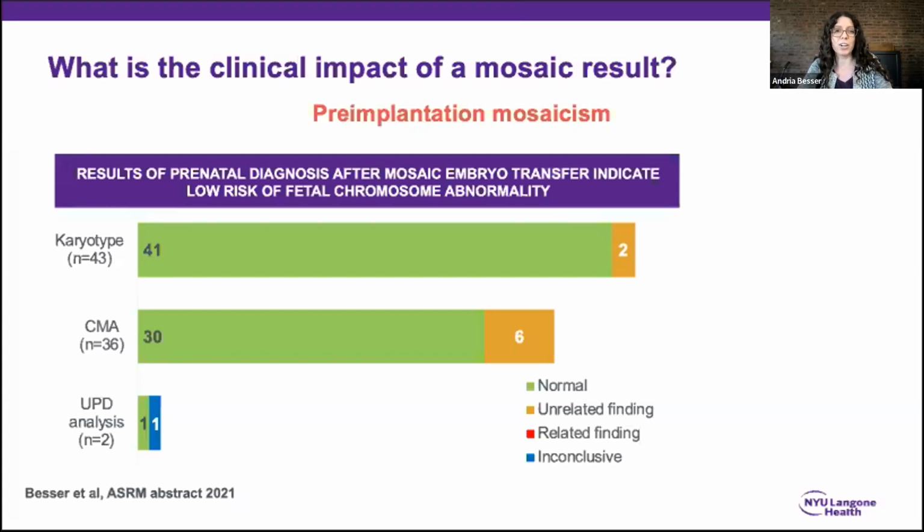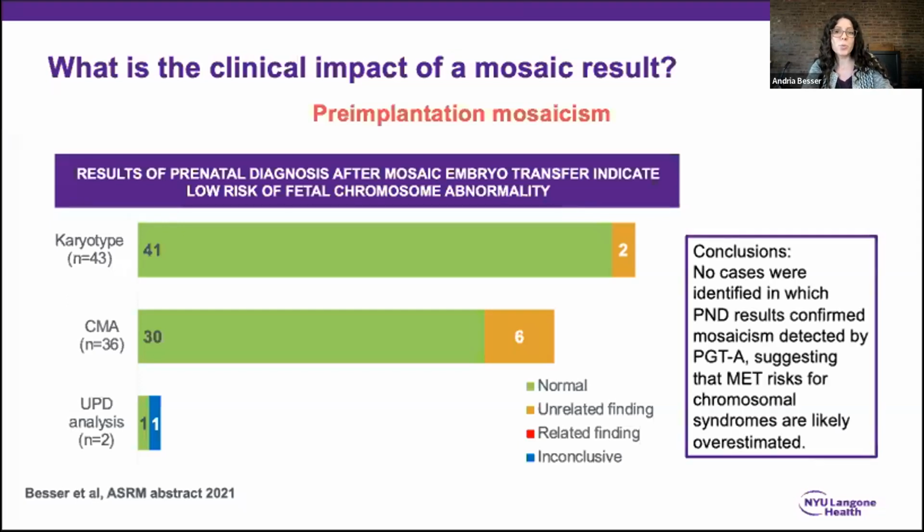And I just looked at our data this morning for an update, and we now have data on 49 karyotypes and 42 microarrays. And again, no cases where that mosaic finding was confirmed. The orange bars here show unrelated findings. Most of those were very small copy number variants that were below the resolution of PGT-A. Most of them turned out to be inherited from one of the parents, so these would have been equally likely in a euploid embryo. They didn't have anything to do with the mosaicism, and they were on different chromosomes.